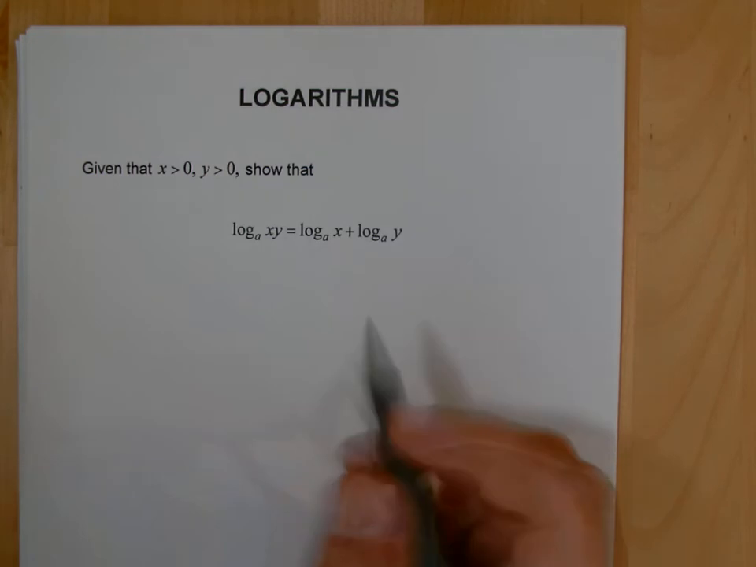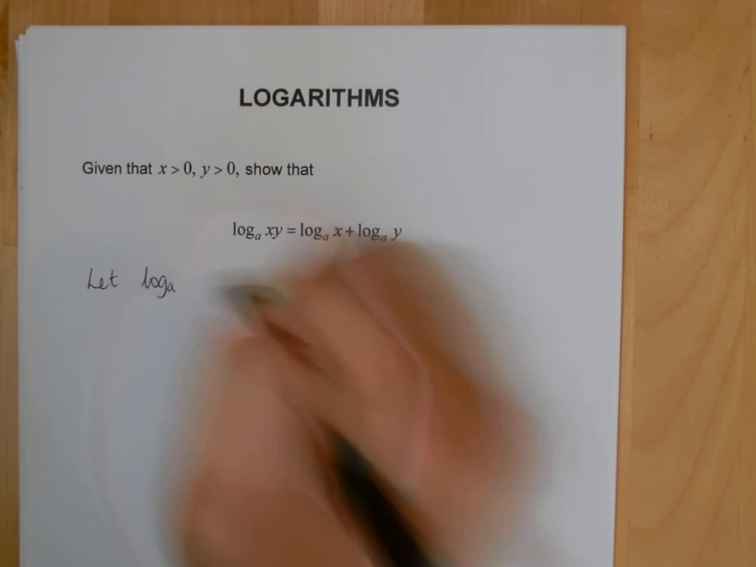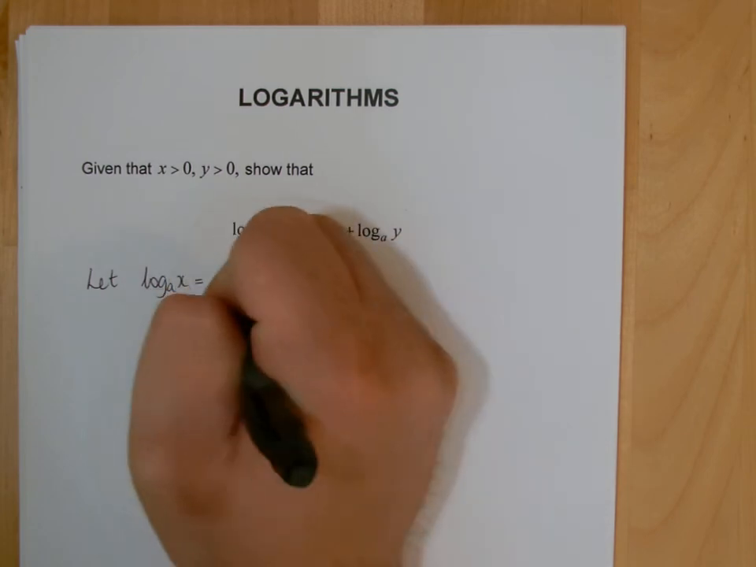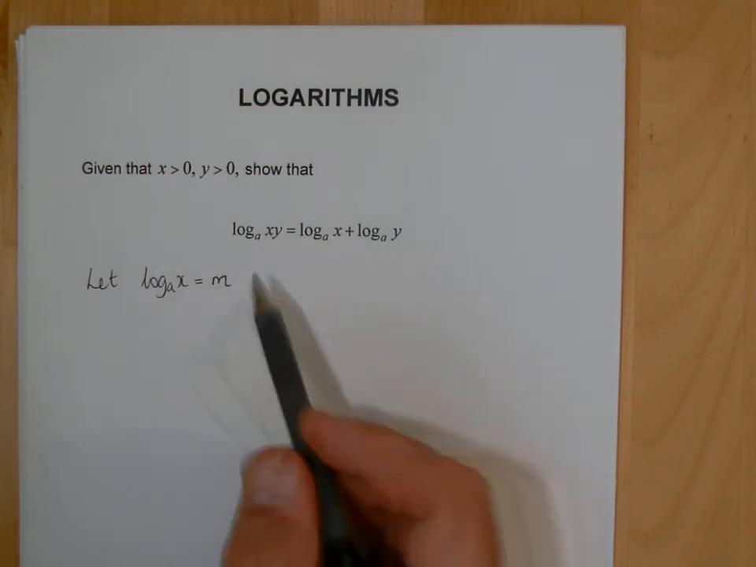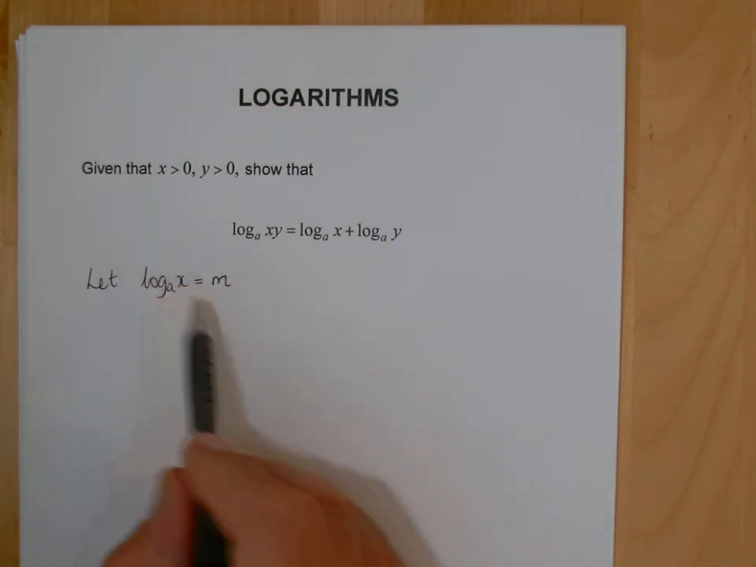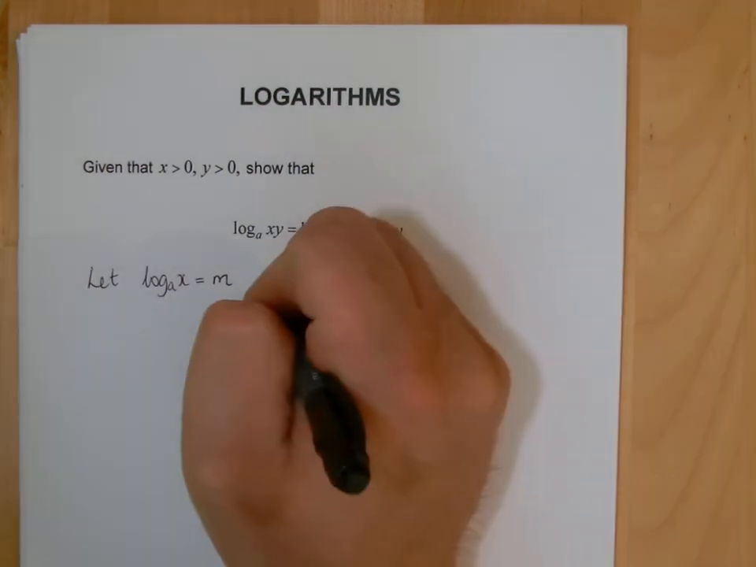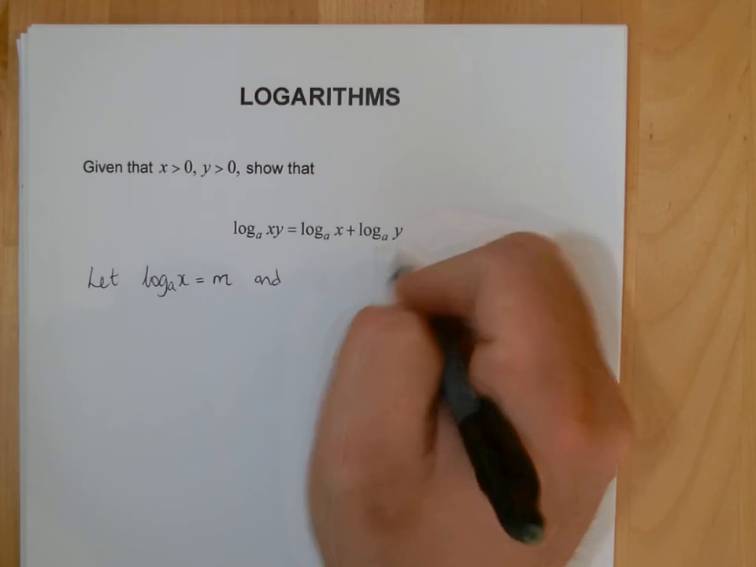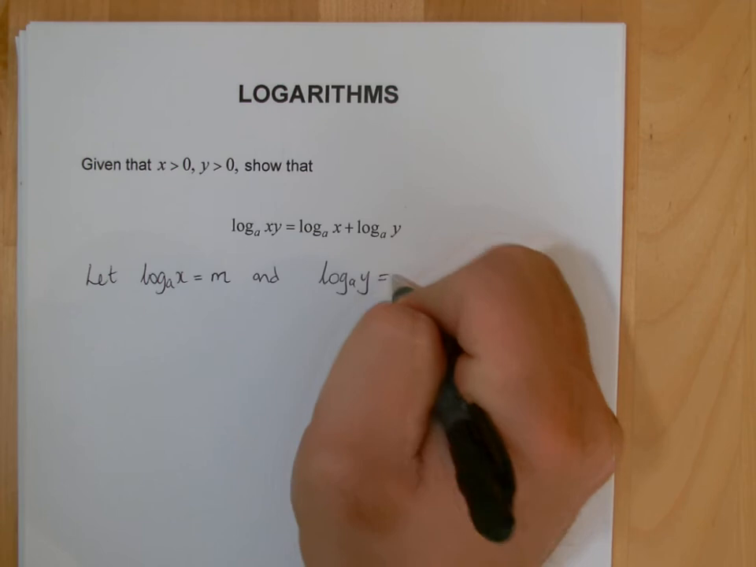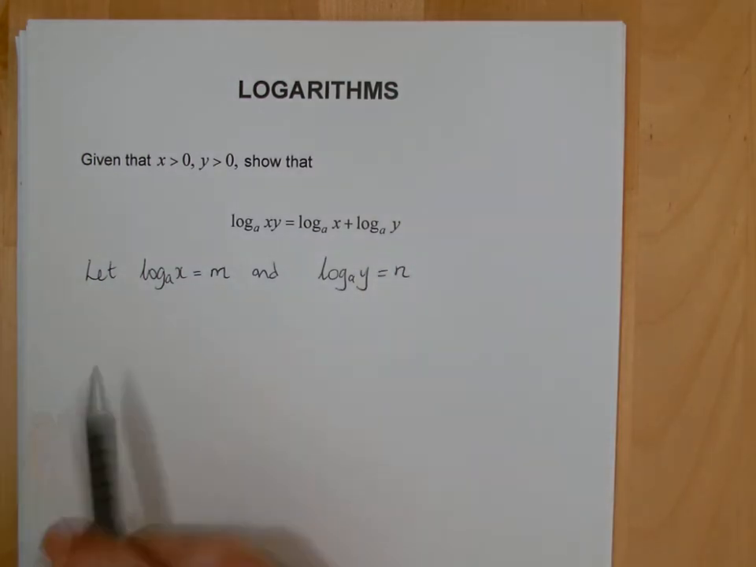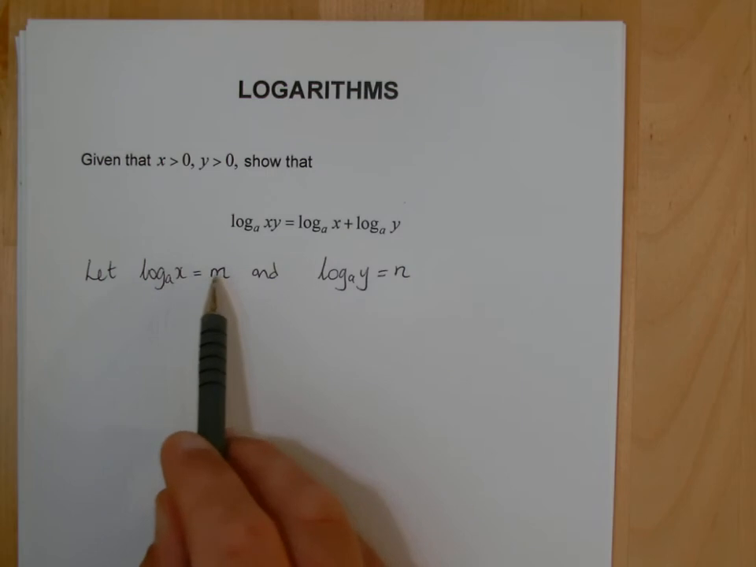So what I'm going to do is say, let log to the base a of x equal something. In this case, we'll use the letter m. I always use m in this proof. m just represents whatever this is. It's just a general letter to represent this. And of course, log to the base a of y is equal to something, so let's say that equal to n.